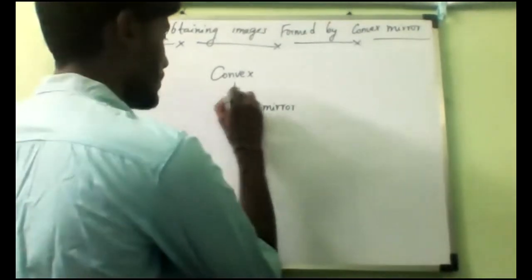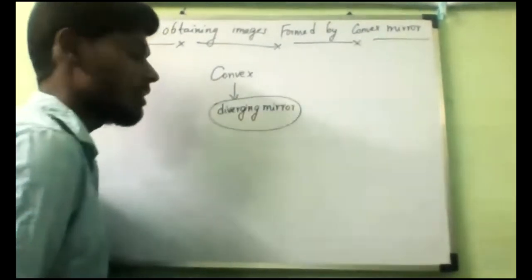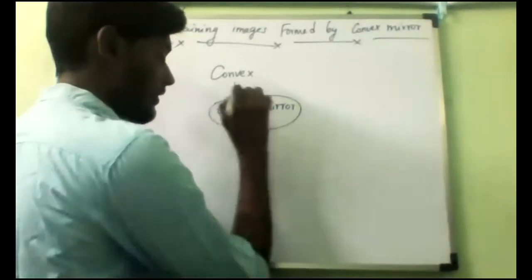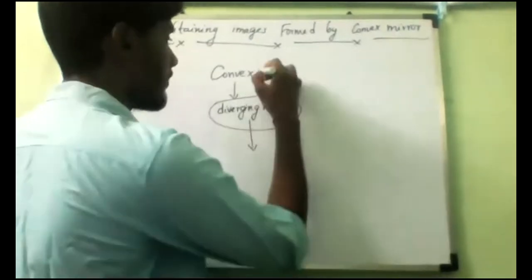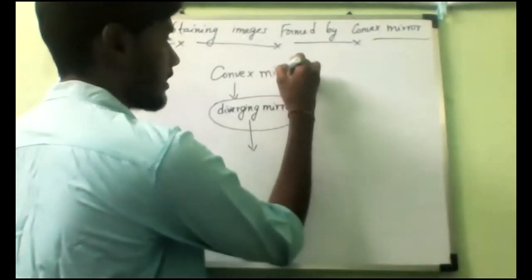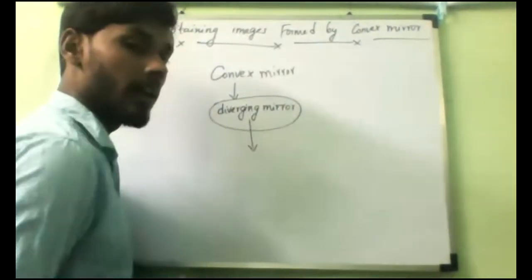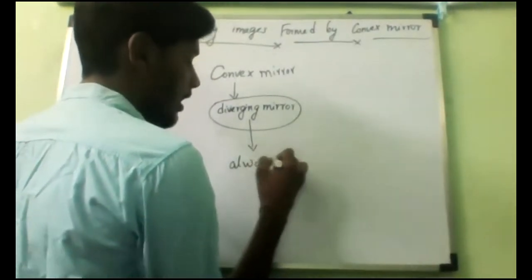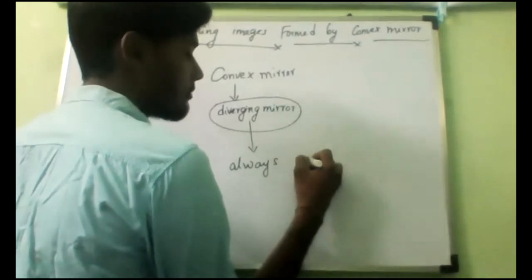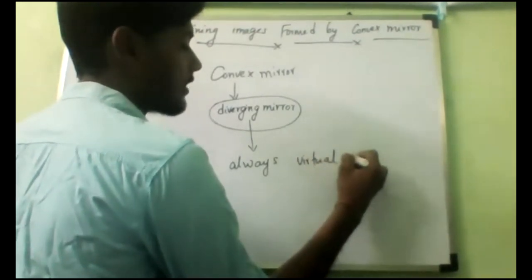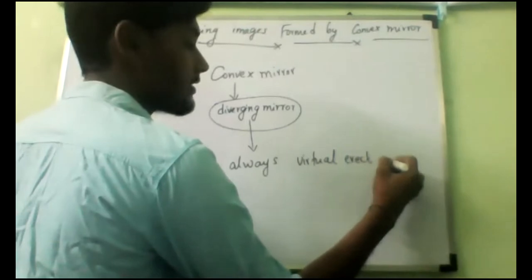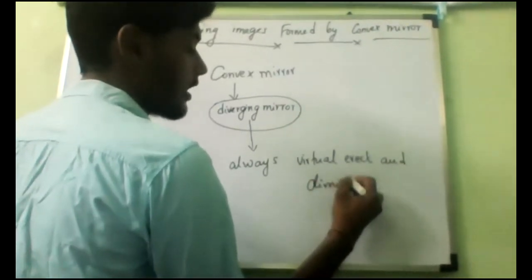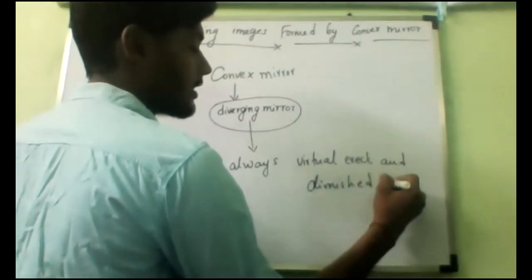Remember always, the convex mirror is always called a diverging mirror. And directly I am telling you, convex mirror will never form a real image. Always it will form a virtual image. Understand? Virtual, erect, and, remember, it is always a diminished image, whatever it is.